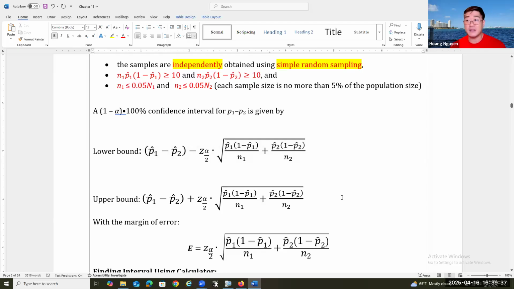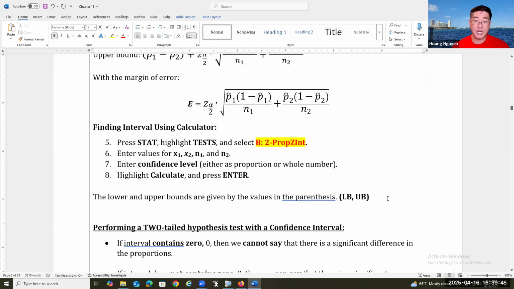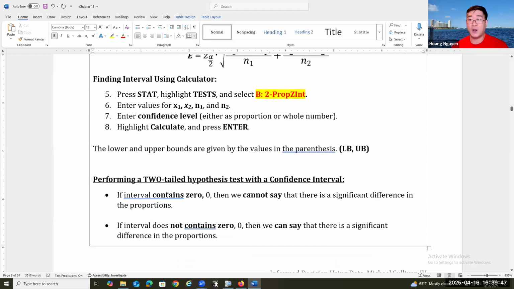If there is a difference between the two population proportions, then the difference will be some other number. So that's the idea for the conclusion of the hypothesis: we're going to take a look at the confidence intervals and compare with 0. So performing a two-tailed hypothesis test with the confidence interval, based on the lower bound and the upper bound, we can get the same conclusion for the two-tailed hypothesis test.